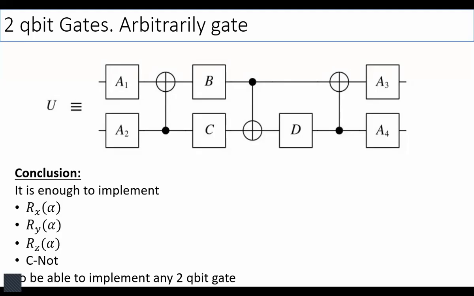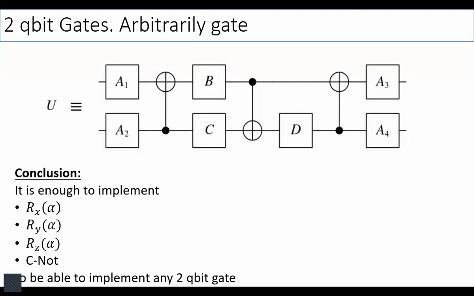A1, then B, then dot, then A3. No, we will do the following. Do A1, A2, and it doesn't matter in which order. Yes, you will always get the same result. After this, you do this controlled NOT, where you are controlling by the second qubit, and apply to the first one.